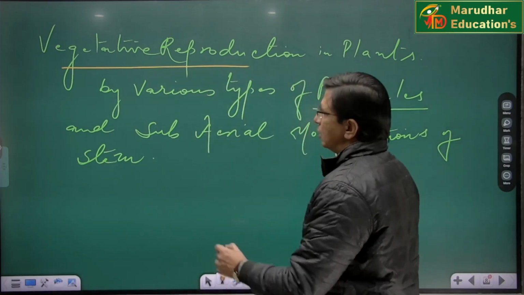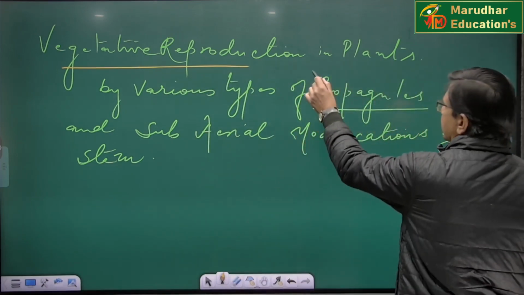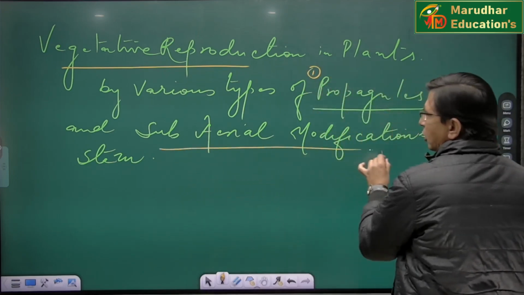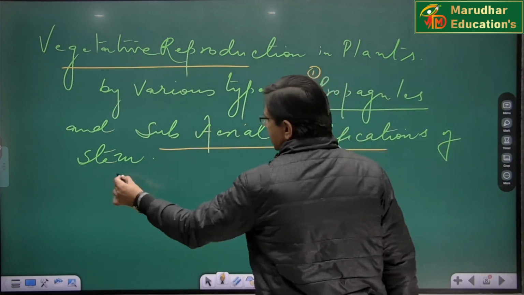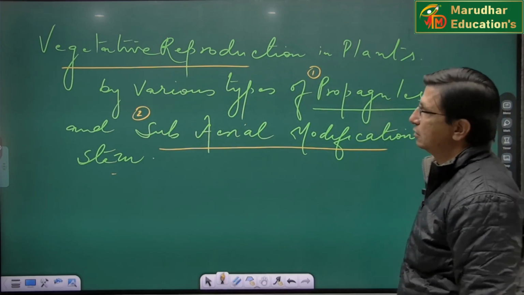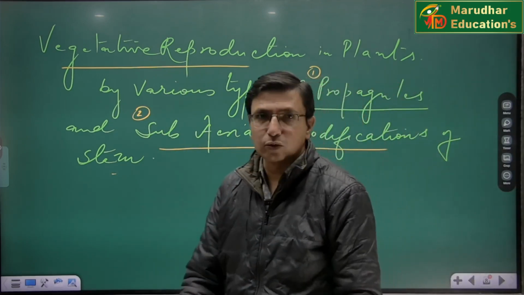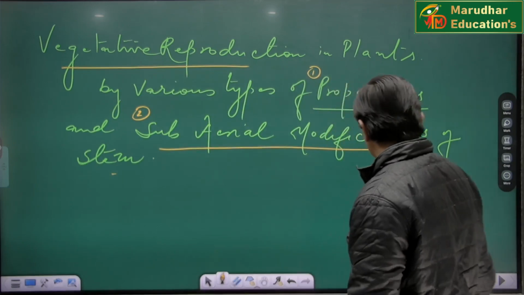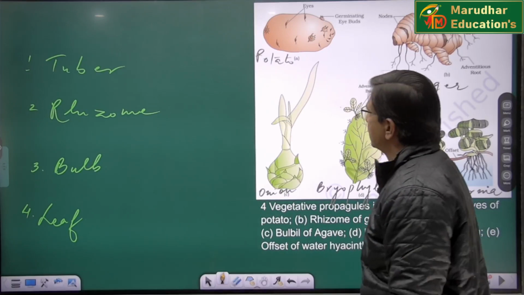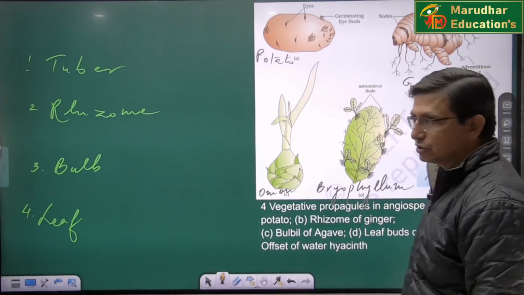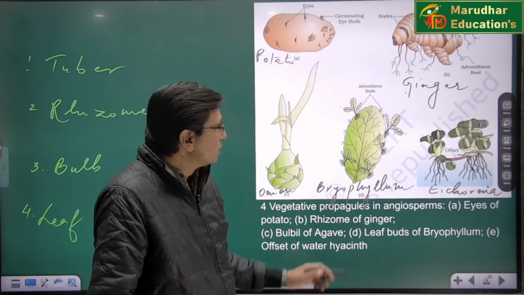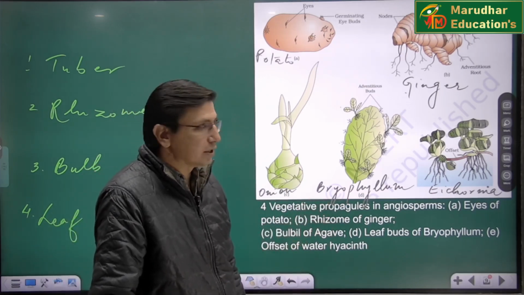वेजिटेटिव रिप्रोडक्शन प्लांट्स में दो तरीके से होता है. नंबर वन इज बाय द एजेंसी ऑफ प्रोपेग्यूल्स एंड नंबर टू बाय द एजेंसी ऑफ सब एरियल मॉडिफिकेशन ऑफ स्टेम. राइट. सो लेट अस स्टार्ट विथ वेजिटेटिव प्रोपेग्यूल्स. प्लांट्स में बहुत सारे वेजिटेटिव प्रोपेग्यूल्स होते हैं. If you see this picture, you are able to see a potato, a ginger, an onion bulb, and a leaf. So these four propagules we'll see here.